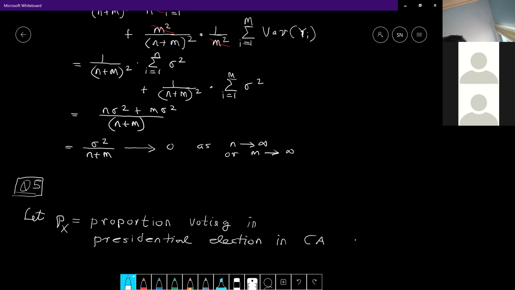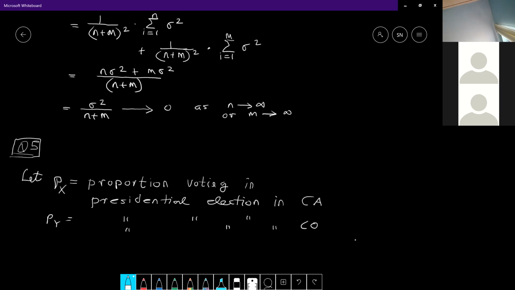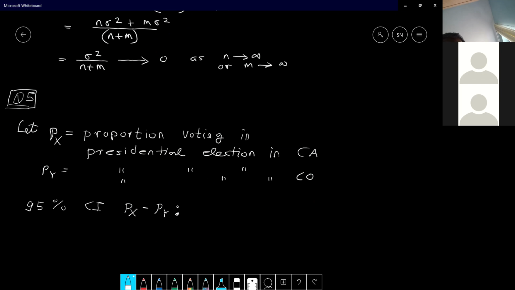All right, let PX denote the proportion voting in the presidential election in California, and PY denote the proportion voting in the presidential election in Colorado. So CA for California, and CO for Colorado. What we want is to construct a 95% confidence interval. If you look at the notes, the 95% confidence interval for the difference in the proportions, which I gave you some time ago, is something like this: x bar minus y bar. I will explain what these are in a minute.